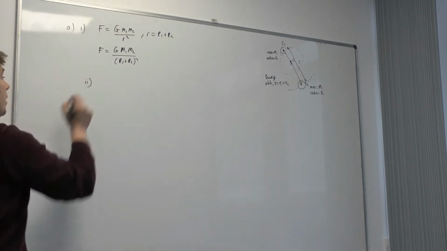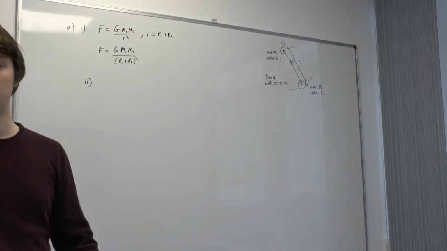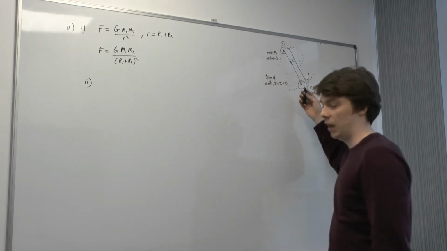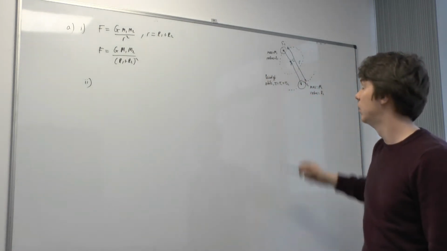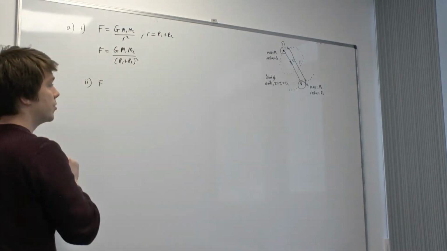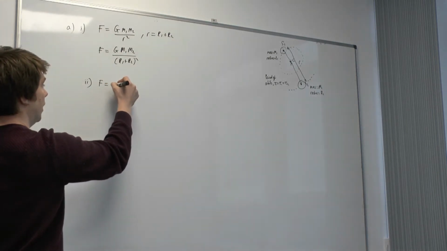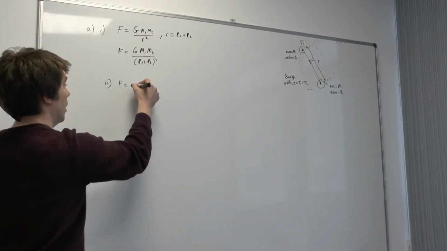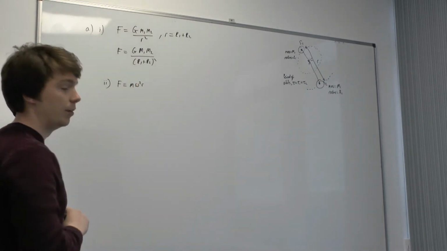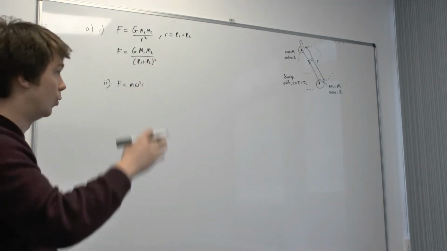Question A, part 2, asks us to write down the centripetal force acting on the star S1. So these orbits are circular orbits, so we're thinking circular motion to begin with. So the centripetal force for a body in a circular orbit, or moving in a circle, is given by F equal to the mass of the body multiplied by the angular frequency squared and multiplied by its radius from the center of its orbit.